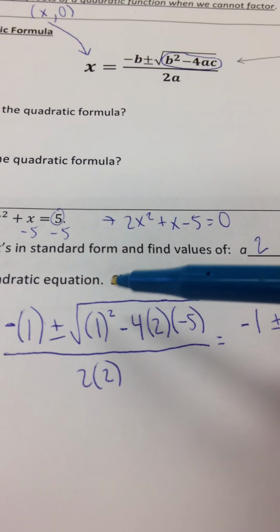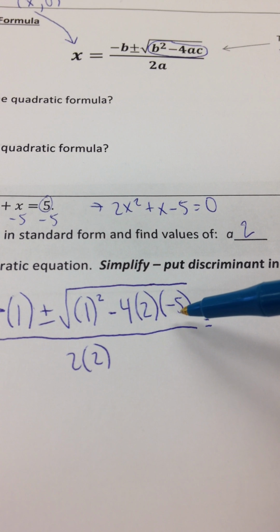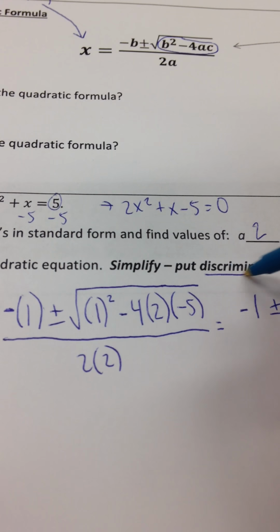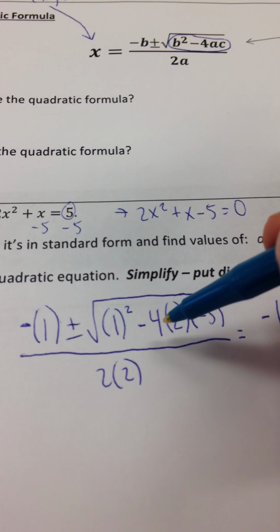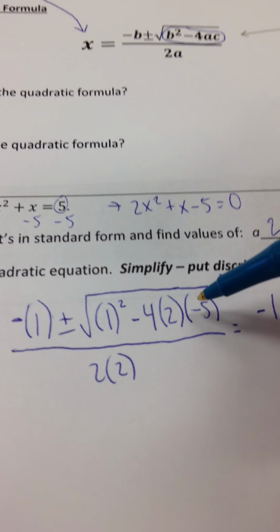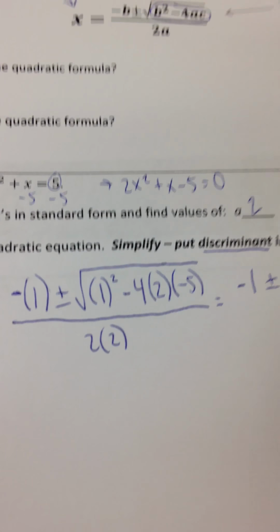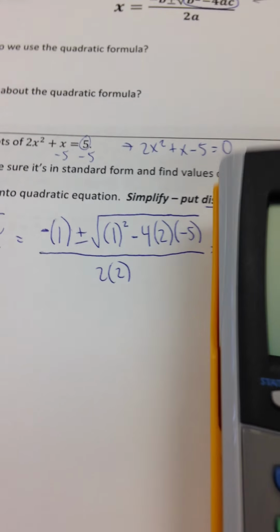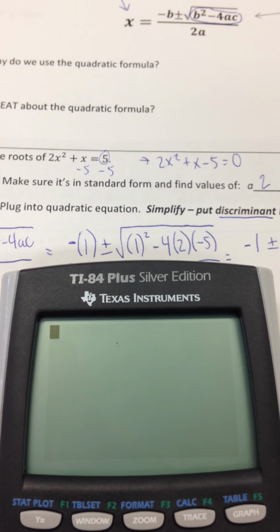So what you're going to do at this step, very important, we're going to put the entire discriminant into our calculator. Remember, when I say discriminant, I'm talking about just the expression under the radical, not the radical itself. So the discriminant is just the stuff that's underneath the radical. So in our calculator, we are going to enter the discriminant exactly how we see it on the paper.